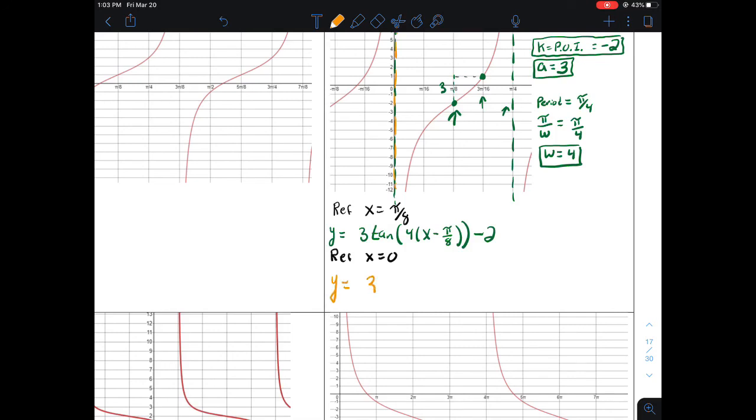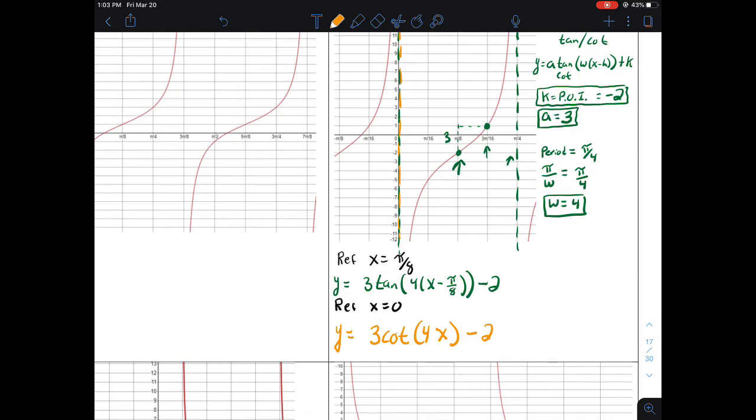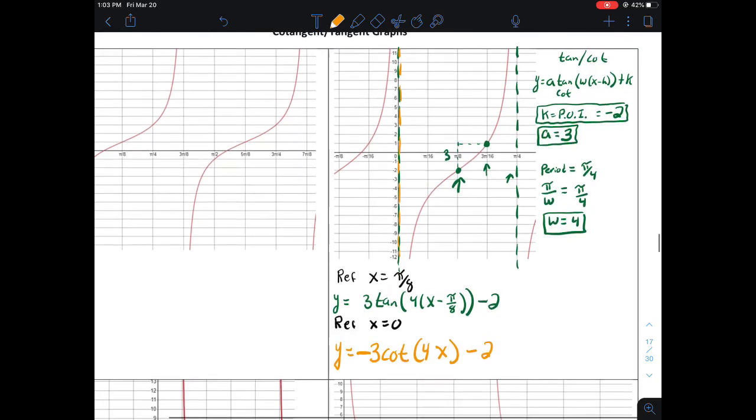So I'd say 3 times cotangent of 4 times x minus 0, so I'm just going to write 4x. Well, cotangent is supposed to be a decreasing function on its domain. This graph is increasing. So what I have to do to my cotangent function is make it negative, so that it flips the graph of cotangent and makes it become increasing. And there are 2 equations.